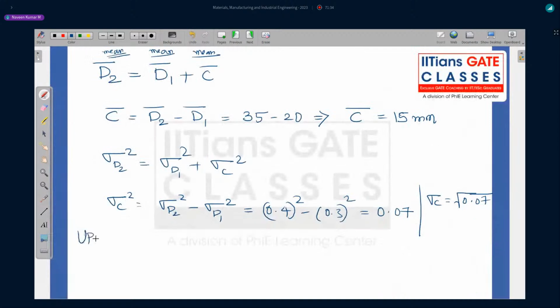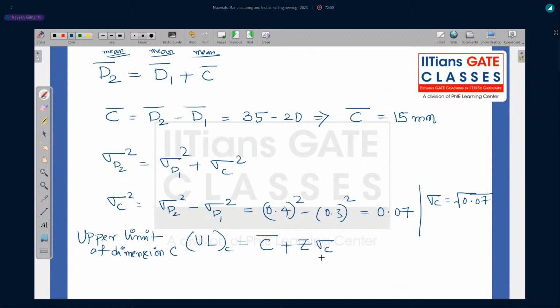Okay, now we can find the upper limit of dimension C. People even write it as UL. The upper limit of dimension C is equal to C bar plus z into sigma C. What is the z?